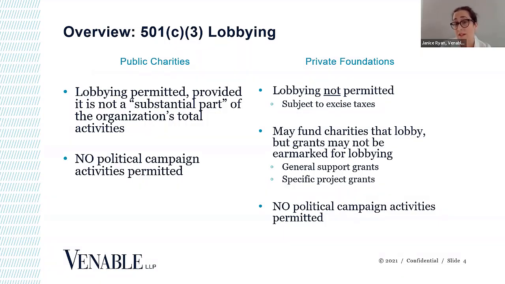Private foundations can fund public charities that lobby, but grants cannot be earmarked for lobbying. There are generally 2 kinds of grants that a private foundation could make to a public charity that is engaged in lobbying activity. You could make a general support grant without specifically having to restrict use of those funds by the organization for lobbying, or you could make a specific project grant that may include lobbying as part of the project, so long as the private foundation's funds do not support that aspect of the project. And like public charities, private foundations are absolutely prohibited from engaging in activities to support or oppose candidates for elective office.